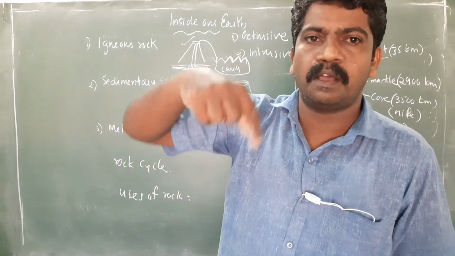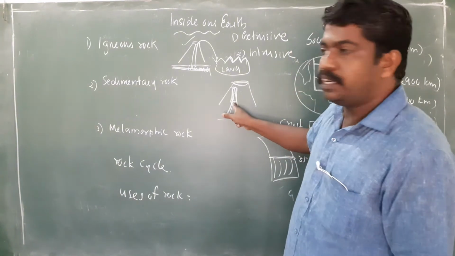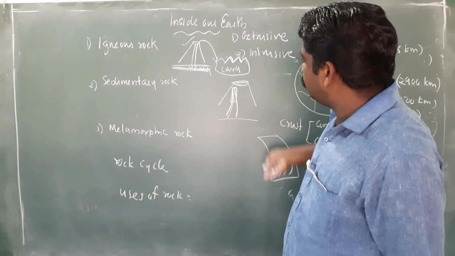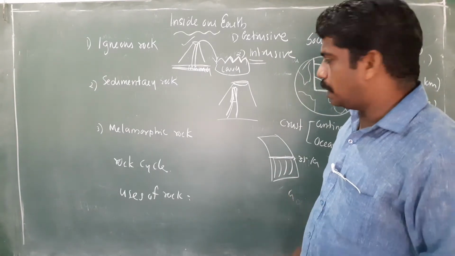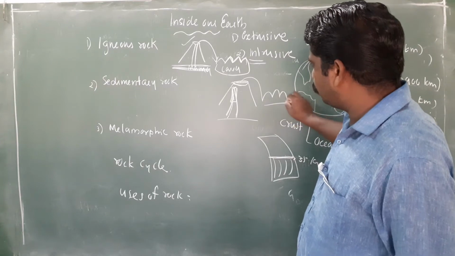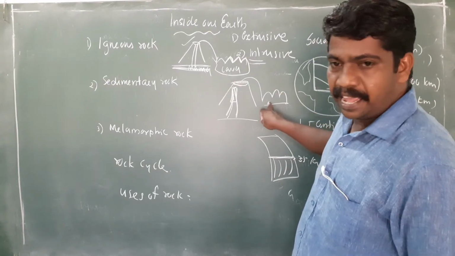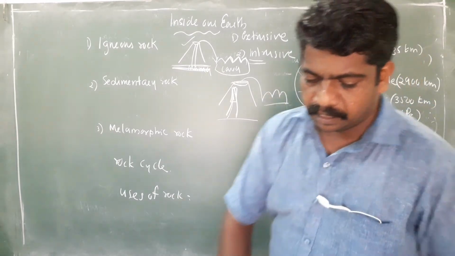That means these rocks are formed inside the volcano. Before the magma comes outside, it turns into rocks. Those rocks are called intrusive, inside the volcano, intrusive. But sometimes this magma will come outside and form the rock like this. Then it is called extrusive, outside rocks. I think you understand it.